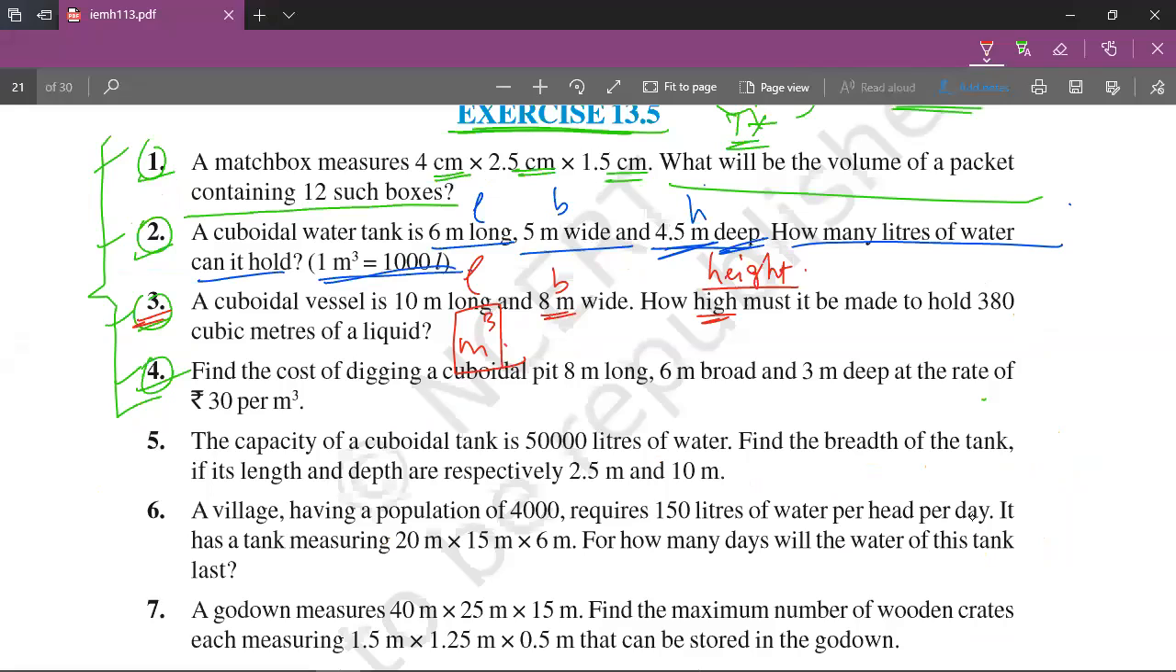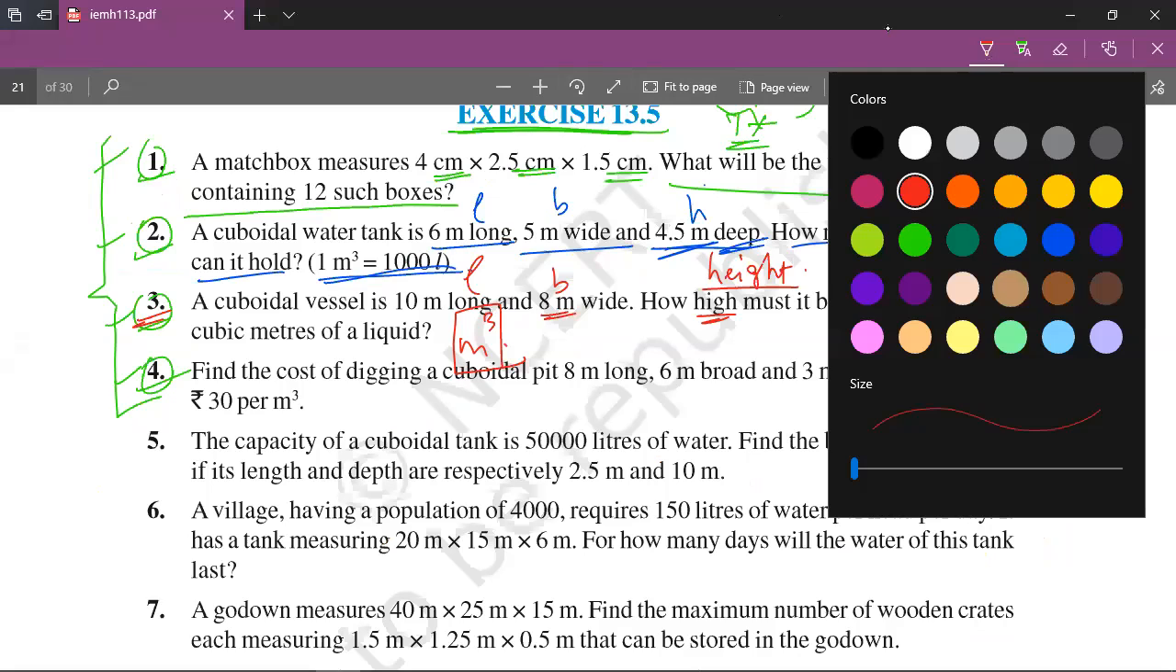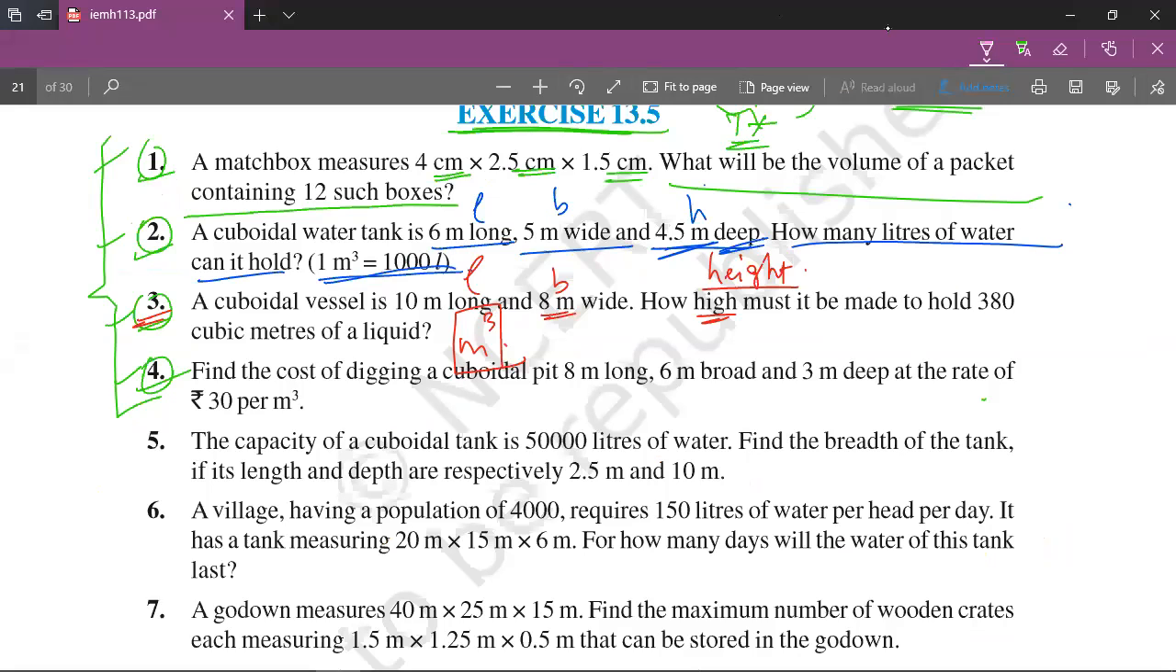And final question, which is find the cost of digging a cuboidal pit 8 meter long, 6 meter broad and 3 meter deep at the rate of rupees 30 per meter cube. Now in previous videos I've always reminded you that when there's meter cube, at the end of the question it will always give you a clue that what you have to solve. So if there's rupees 30 per meter square, we have to find the area. If there's 30 per meter, only meter, so we have to find the perimeter. But if there's rupees 30 per meter cube, we have to find the volume. As simple as that. Okay.